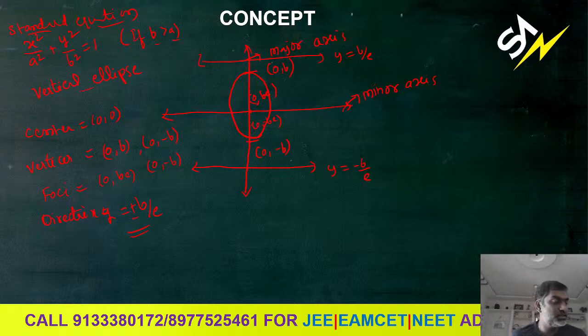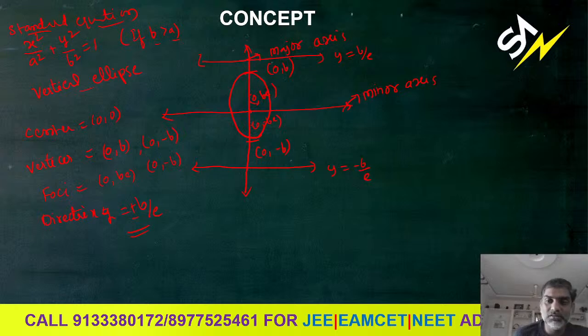Here we can flip x as y and y as x. Then everything will come. So if you see the ends of the latus rectum, in the previous case, what are the ends of the latus rectum? We already discussed that. The ends are ae comma b square over a.